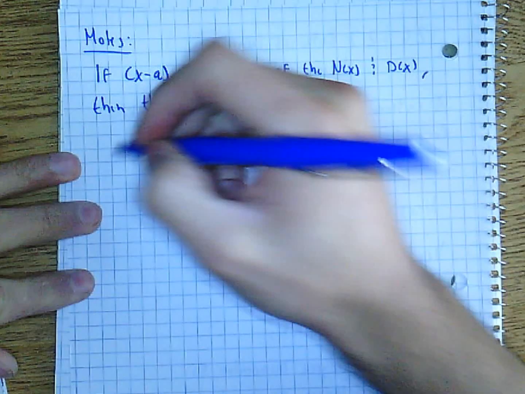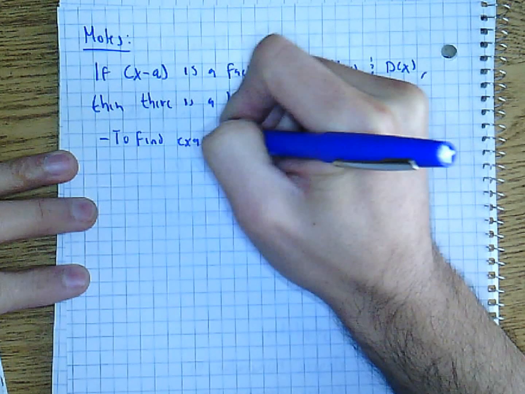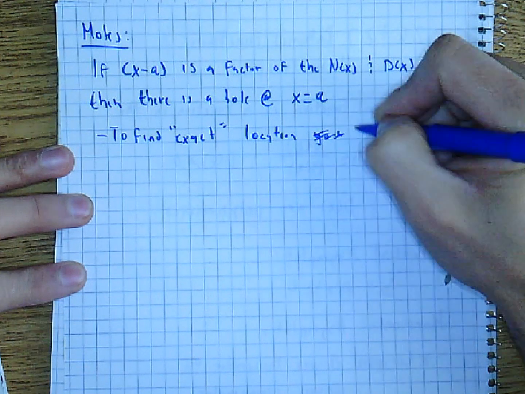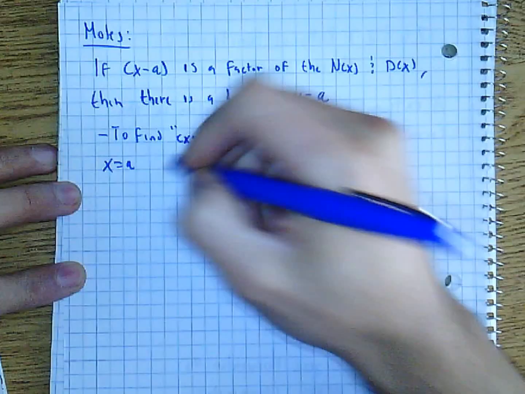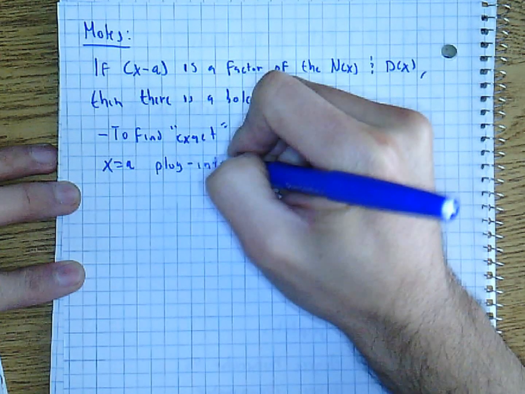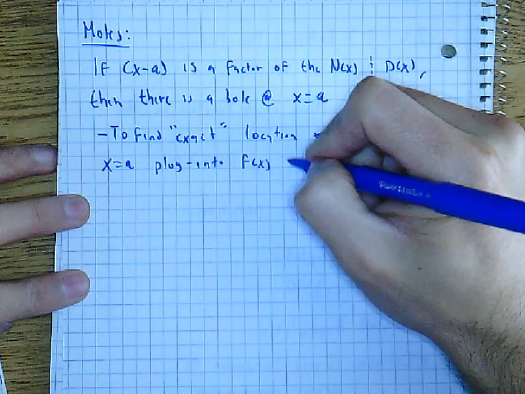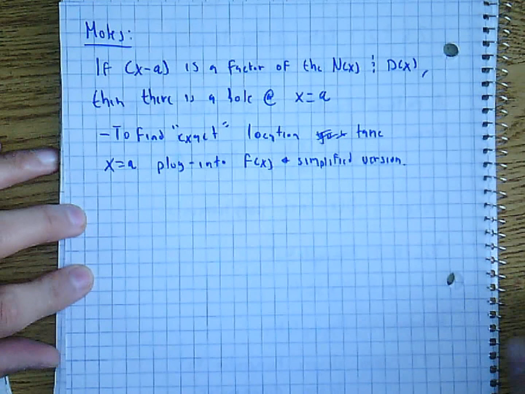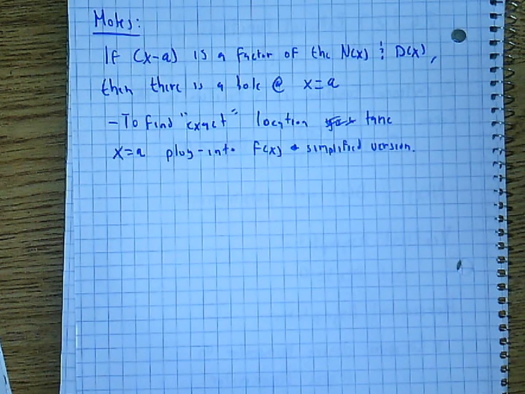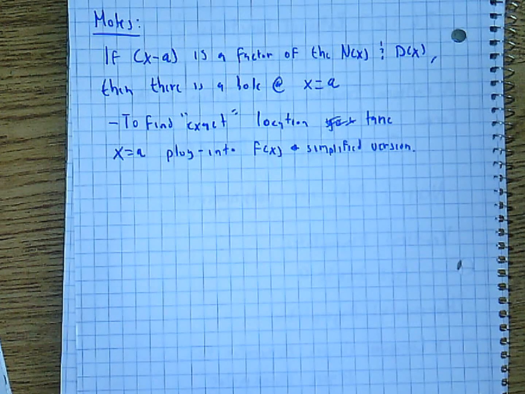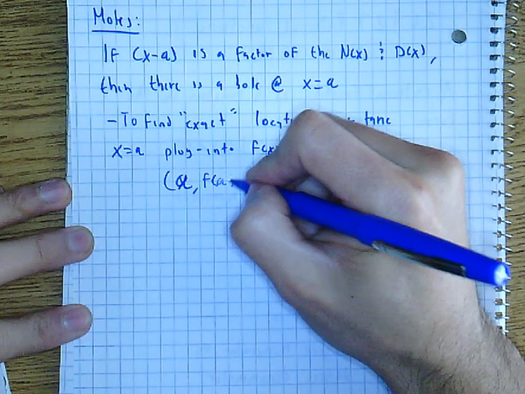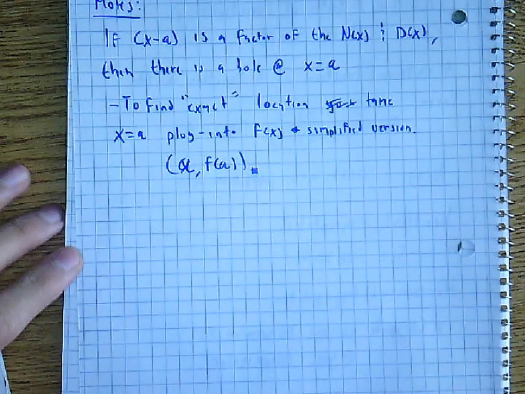So to find the exact location, you will take x equals a and plug it into f of x, but you will use the simplified version. I'll talk to you about what that means; we are going to do examples. After you figure out what that x value is, you'll plug it back into the simplified version of the function, and then you're going to have the point a comma f of a, and that should be the exact location of your hole. Questions about holes? Okay.